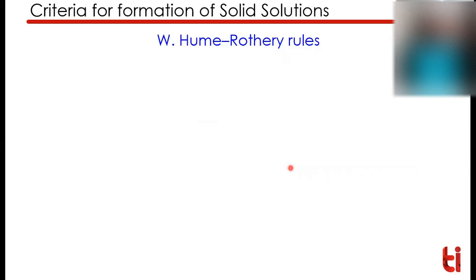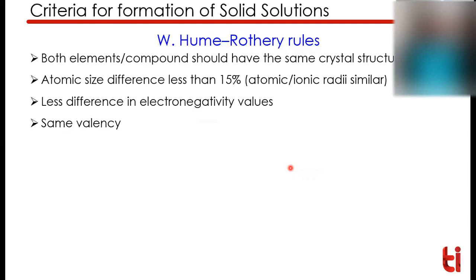has given some empirical rules that I have already discussed also. I'll put those four rules here also. He says you will have a solid solution if both the elements you are going to mix have the same crystal structure, like in the copper-nickel case, copper is FCC, nickel also FCC. So they have the same crystal structure. Their atomic size difference between copper and nickel should be less than 15%.